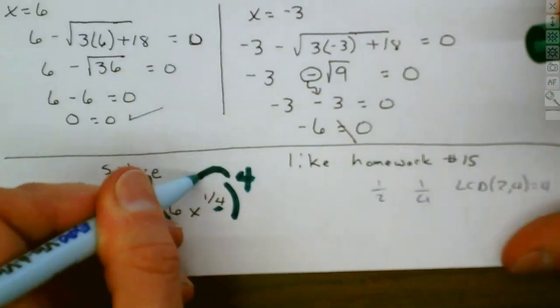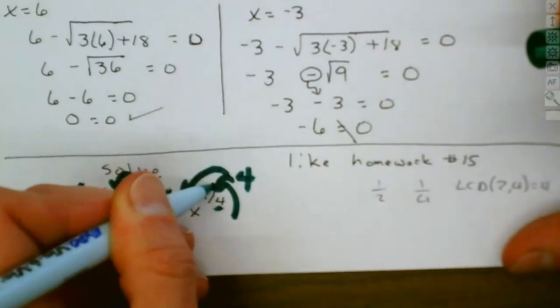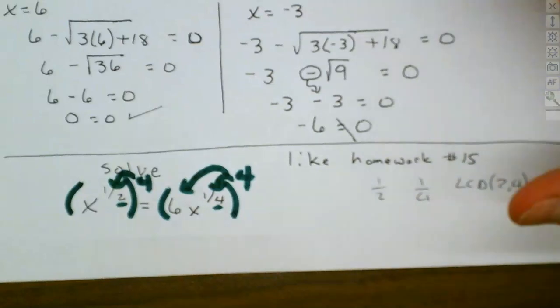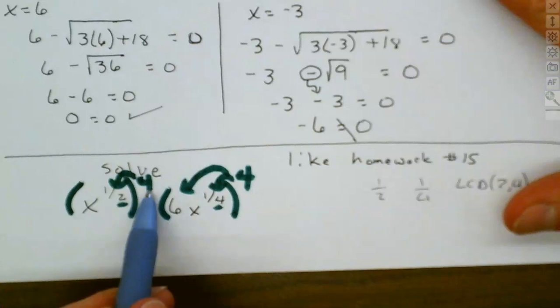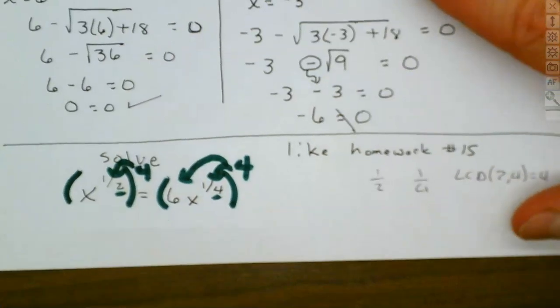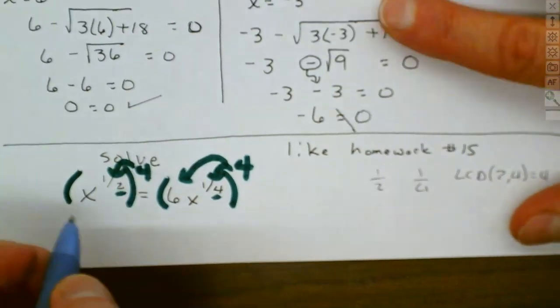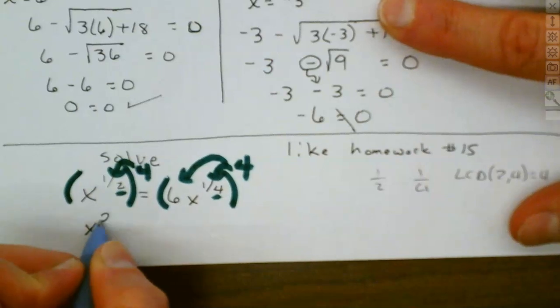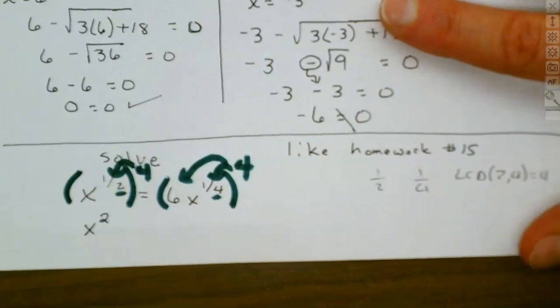Now, where we have to be careful is with that 6. So we're going to work this one out. This will clear out our fractions because what's 4 times a half? 4 times a half, that leaves you with a 2. So that's going to come out to be an x squared there.